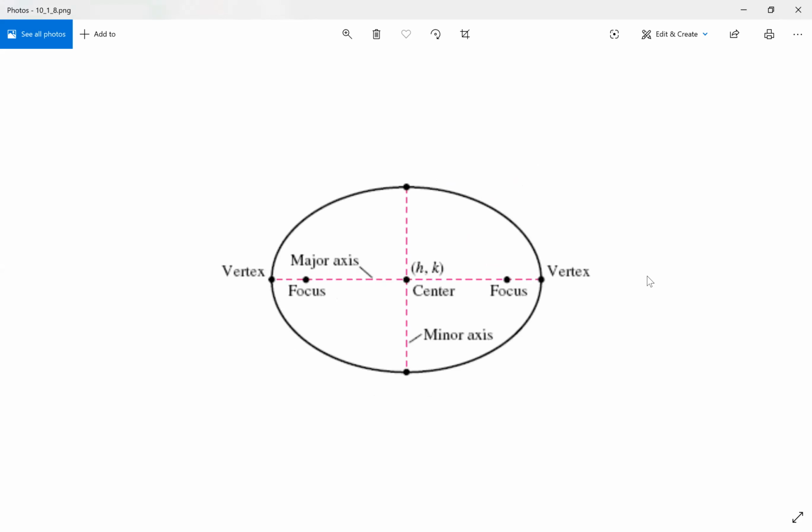Here is the description of the ellipse. You can see where the 2 foci are. The major axis goes through them. The center is at (h, k). The vertices are the points on the ellipse that are on the major axis, and the minor axis, which is shorter than the major axis, goes through the center and is perpendicular to the major axis. So we see there's a lot of terms going on here, but it's a really nice picture.